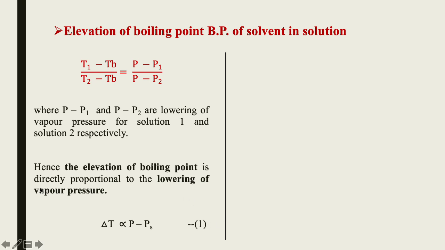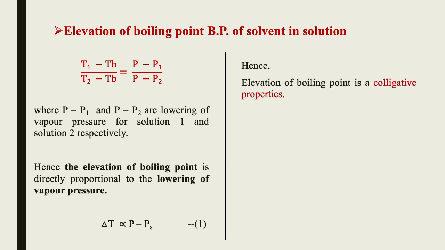Hence the elevation of boiling point is directly proportional to the lowering of vapor pressure, that is, delta T is directly proportional to P minus Ps. Here Ps means the vapor pressure of the solution. Since the lowering of vapor pressure is directly proportional to the number of moles of the solute, you can say that elevation of boiling point is a colligative property.